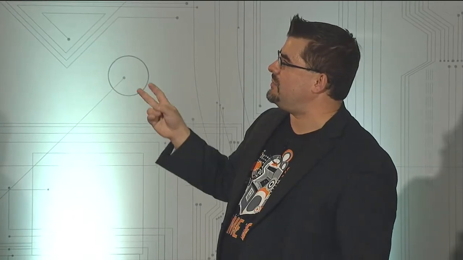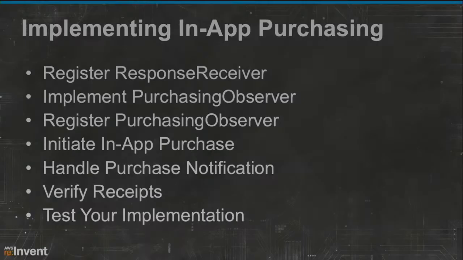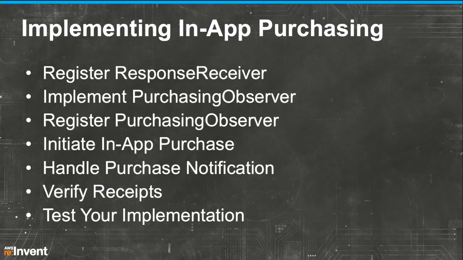Now, I won't have time to walk through all of that code. In fact, there's another great session from re:Invent last year that walks through a lot of this. But the basic steps are response receiver, purchasing observer, initiate the in-app purchase, handle the purchase, and then verify your receipts. Make sense? Okay.